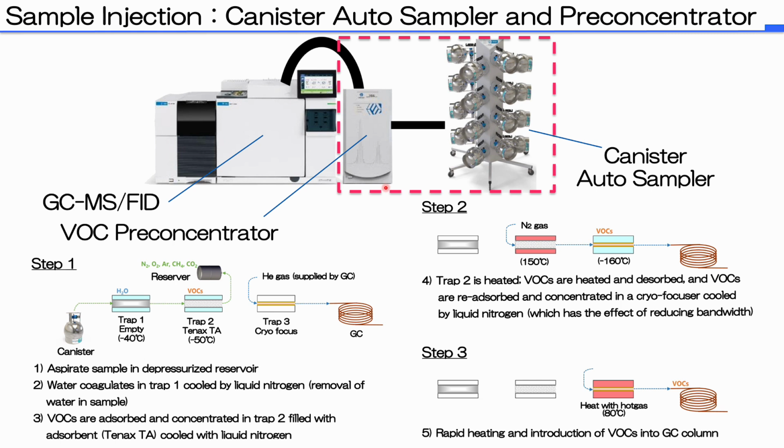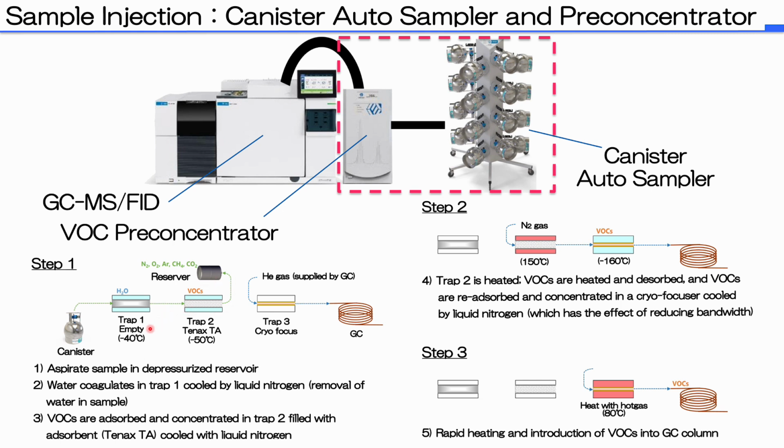To describe what kind of operations are conducted at the preconcentrator, the procedure steps conducted at the preconcentrator are described in the bottom part. The VOC preconcentrator accommodates 3 traps: trap 1, trap 2, and trap 3. As step 1, the VOC sample from the canister passes through cool trap 1 and 2.